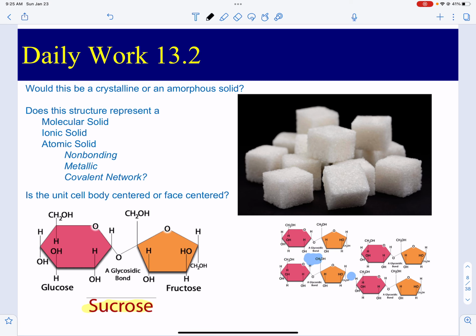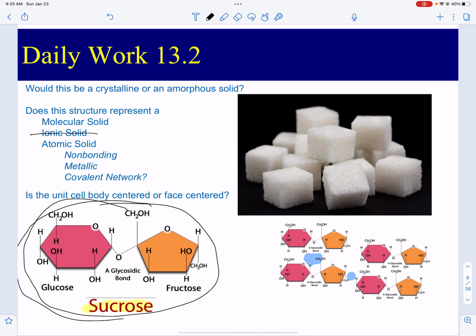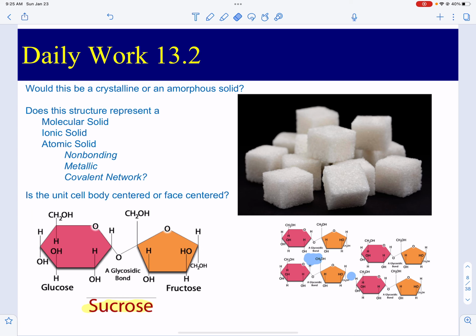So why not an ionic solid? Well, an ionic solid requires a metal and a non-metal, and everything you see here is non-metal elements. So that's why it cannot be an ionic solid. An atomic solid, we obviously have a molecule, so that's not an atomic solid. Remember, you're still doing this one. I just wanted to cover more with you.